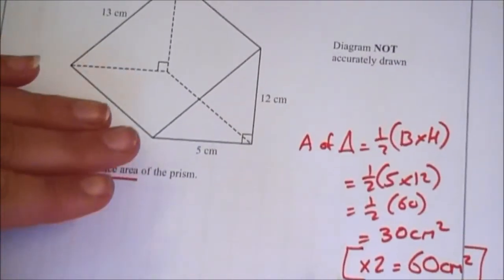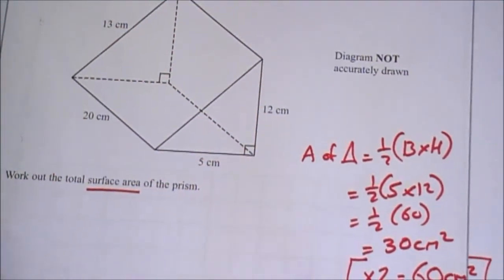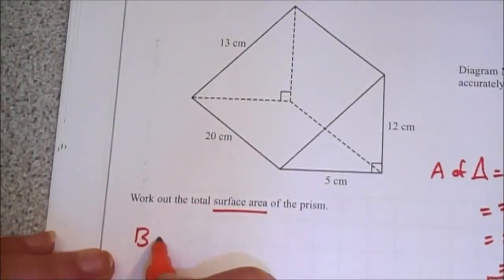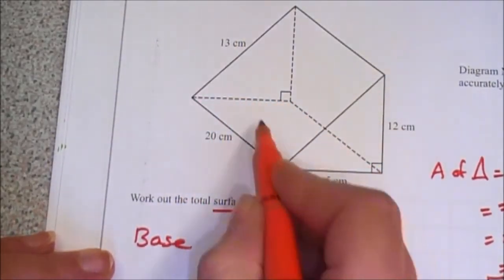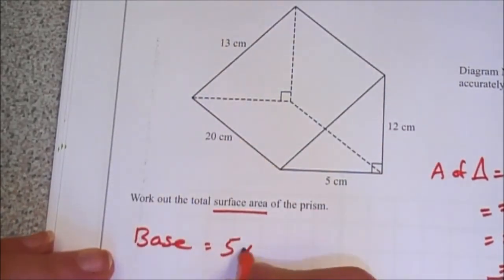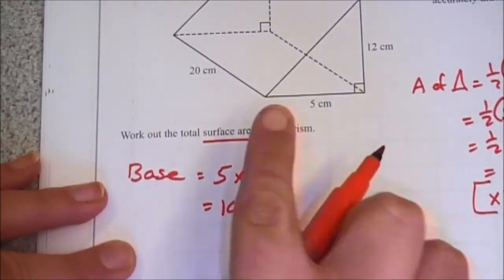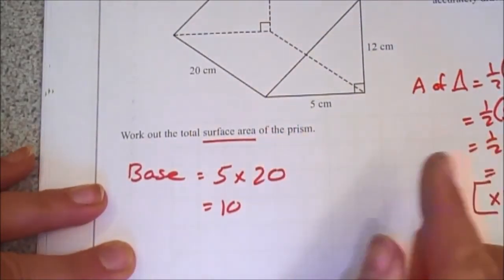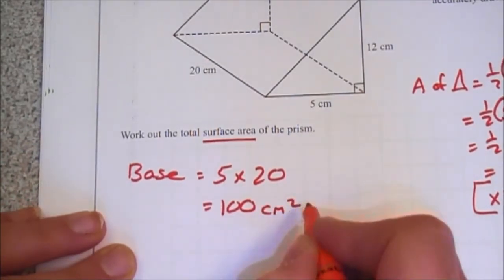Now I need to find the bottom, the back, and the slopey side. So let's call this the base. Let's find the area of the base. It's a rectangle, and it's a 5 by 20 rectangle. So the base is 5 times 20. Well, 5 times 2 is 10. And then I've got that extra 0. So the base is 100 centimetres squared.